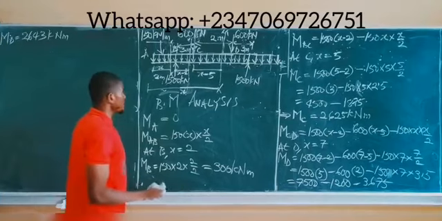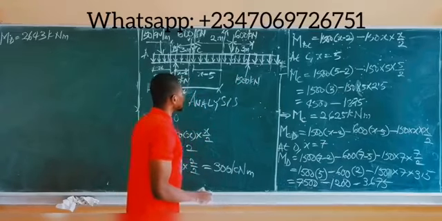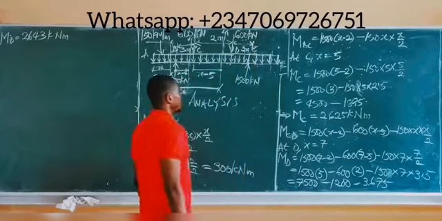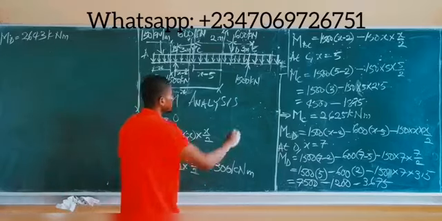Same thing. Now we move along D to E. Since we are moving along DE, we also consider a section XX at a distance of x from point A along DE. So take a section there.